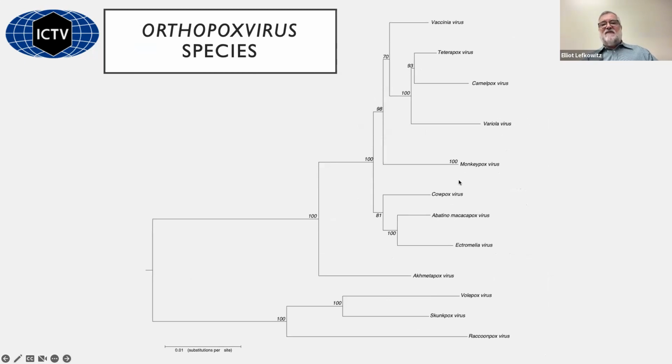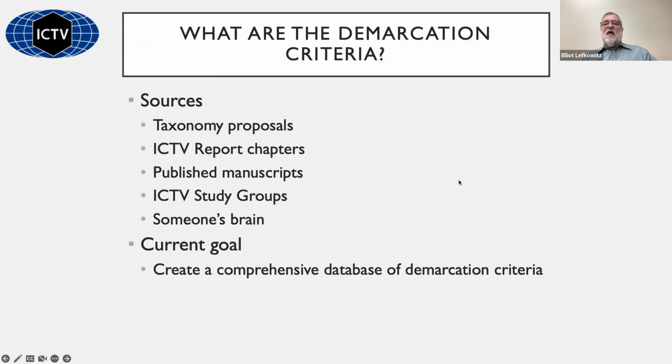And then here we have monkeypox viruses in the genus. So the question is, what are the demarcation criteria? I just showed you the ones for pox viruses, but where do you find those? Well, there is not one place to find them. There are actually multiple places. They appear in the proposals people submit to the ICTV for new taxonomy. They appear in those report chapters that I showed you with the online ICTV report. They may appear in published transcripts, or they may be in someone's brain.